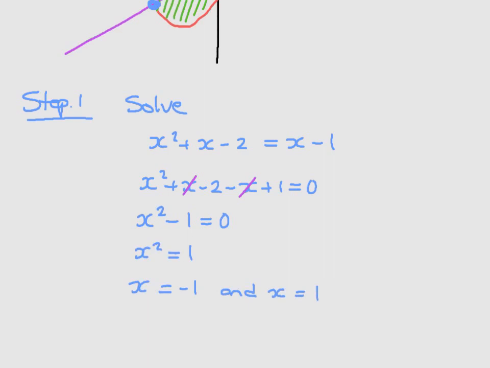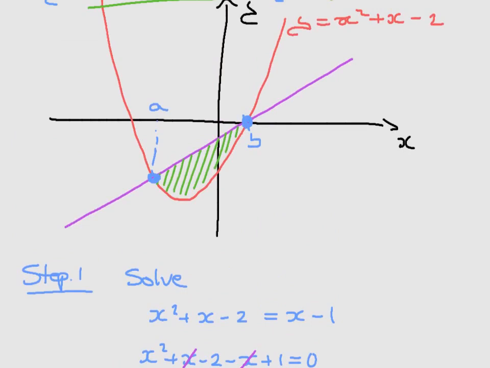We now have the two values which I called a and b in the diagram above. If I scroll back up quickly here, we have a is equal to negative 1 and b is equal to 1.